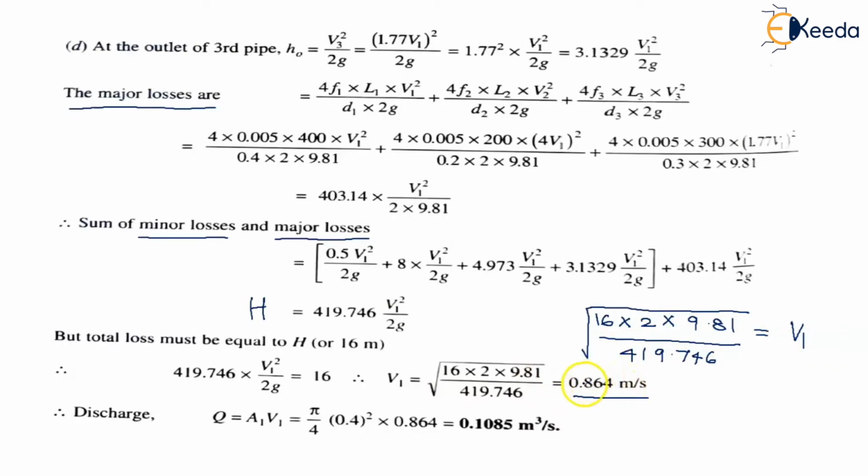Again, to calculate discharge, we will use Q is equal to A1 V1. So this becomes pi by 4 into 0.4 the whole square into 0.864. So we get discharge as 0.1085 meter cube per second. To convert it into liters per second, multiply by 1000. So we get this as 108.5 liters per second.